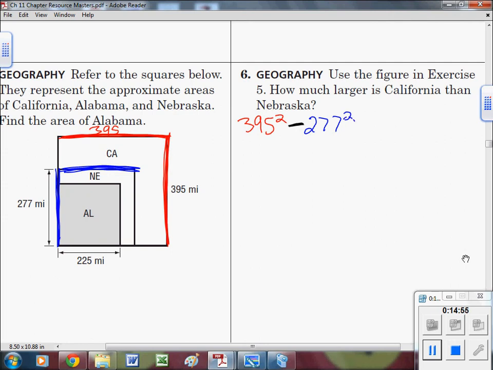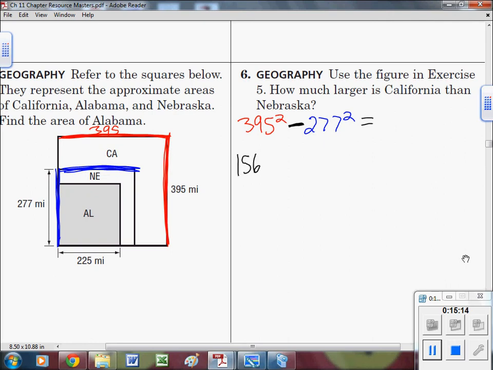Now, make sure you're using the correct numbers. This is how much larger it is, so that means we're going to subtract. So now your job is just to see what this equals. Now, these are big, giant numbers. I don't expect you to know these squared off the top of your head. We don't have to be crazy about this. So 395 times 395, well, that gives us a big, giant number.